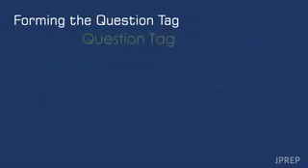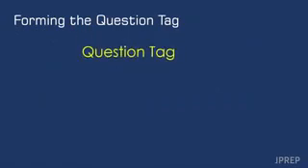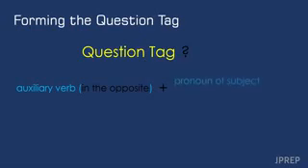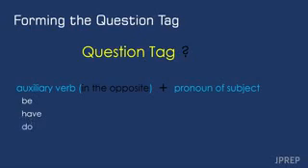Let's take a closer look at how we can construct a question tag. The question tag, as we said earlier, must have an auxiliary verb, and the auxiliary verb must be written in the opposite of its form in the original statement. We then add the pronoun of the subject used in the sentence. An auxiliary verb could be anything like the words be, have, do, can, must, shall, should, will, would.